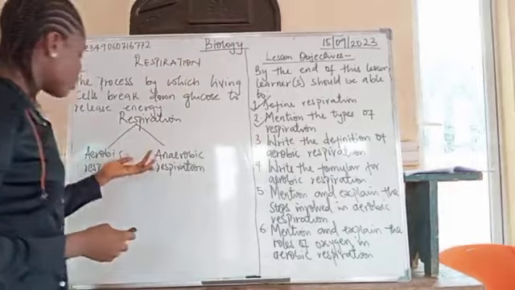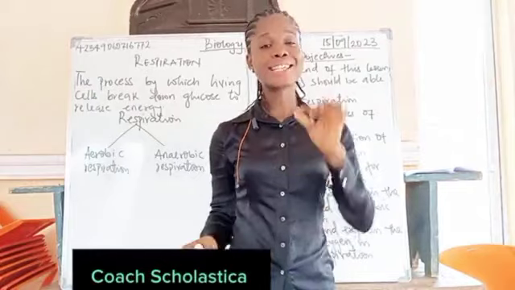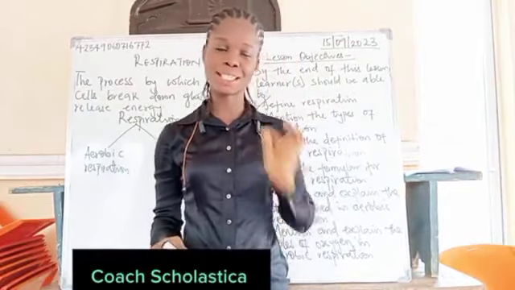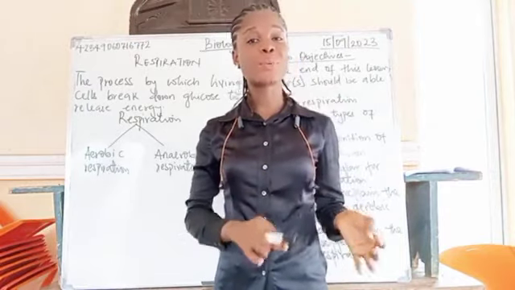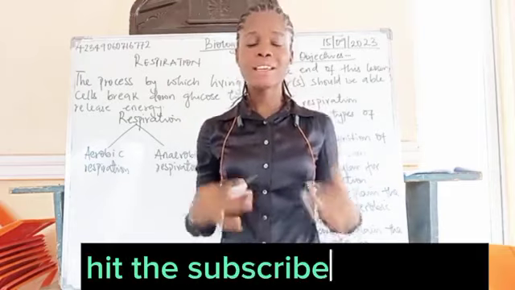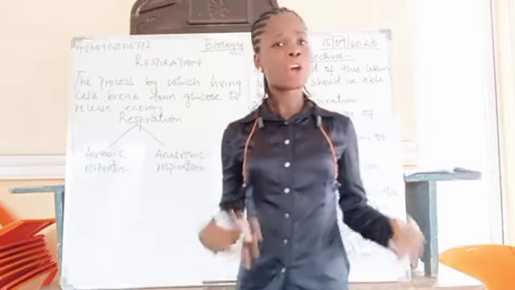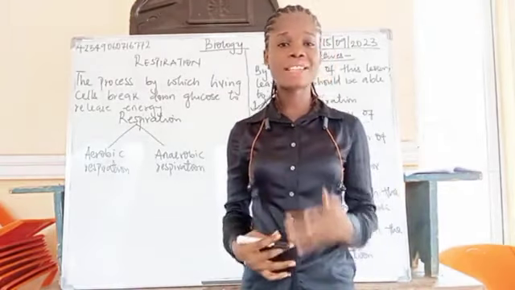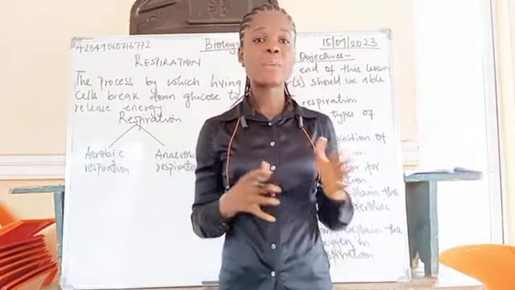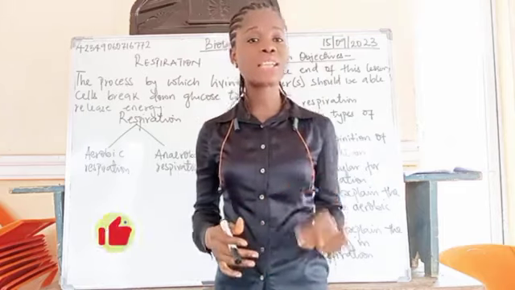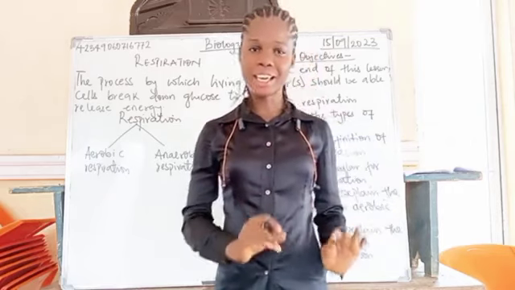So, what is aerobic respiration? We say that aerobic respiration is the type of respiration that requires oxygen to take place. I repeat, aerobic respiration is the type of respiration that requires oxygen to take place. This implies that aerobic respiration cannot take place in the absence of oxygen. On the other hand, you can also say that aerobic respiration is a type of respiration that takes place in the presence of oxygen, involving the breakdown of glucose into carbon dioxide, water, and energy.